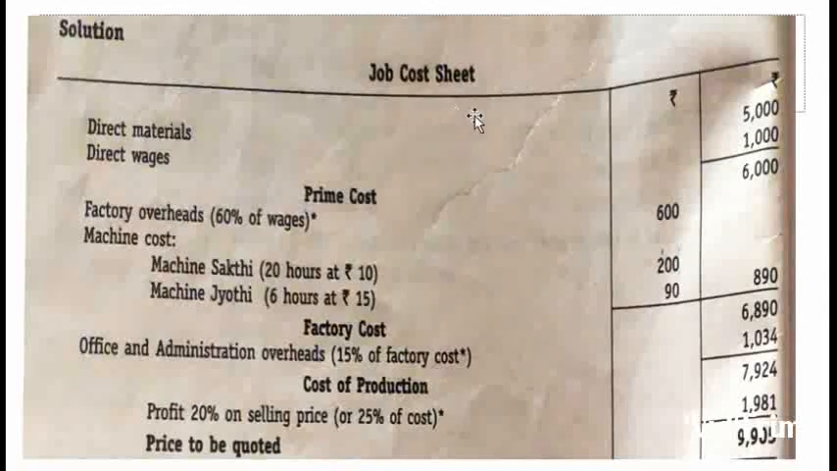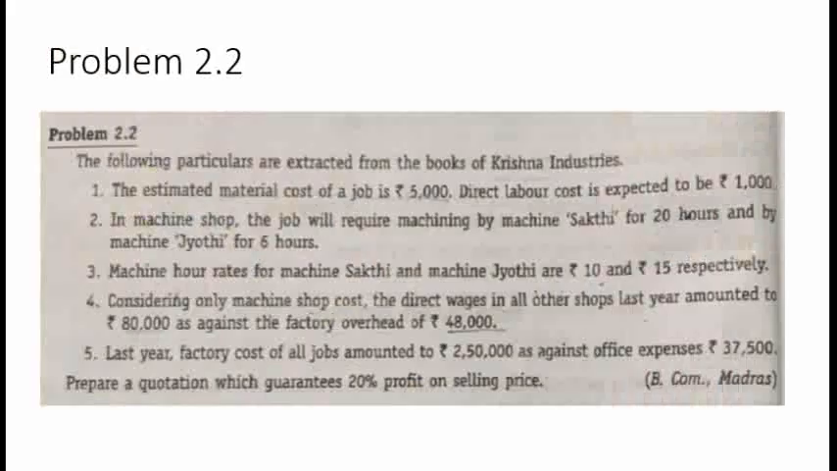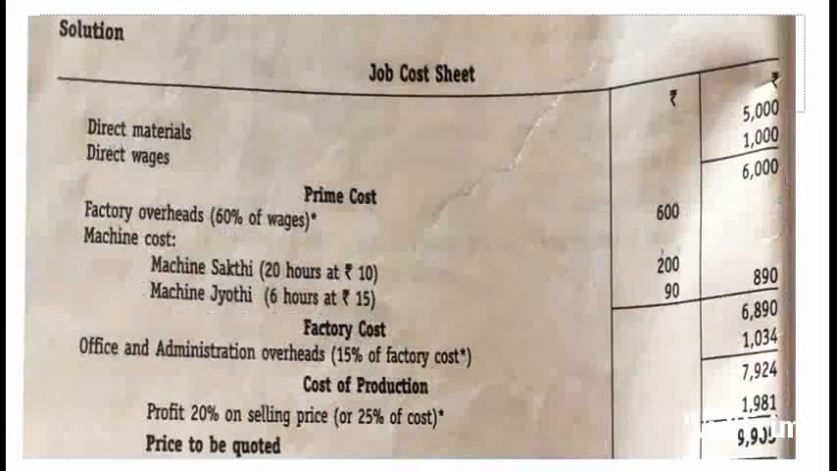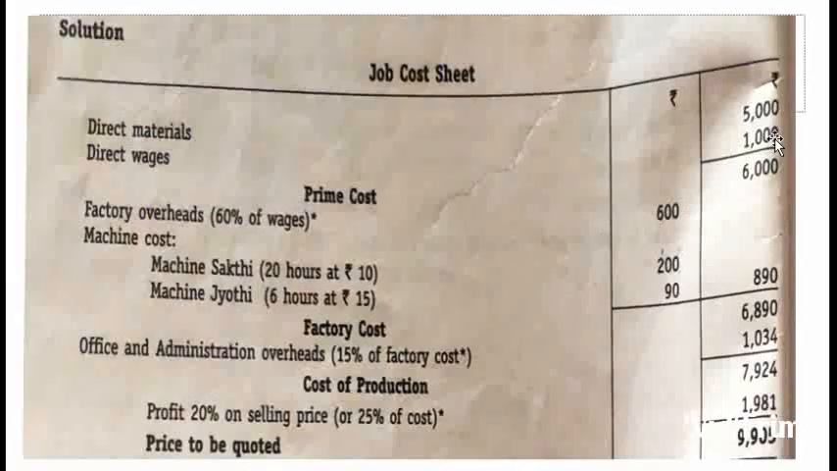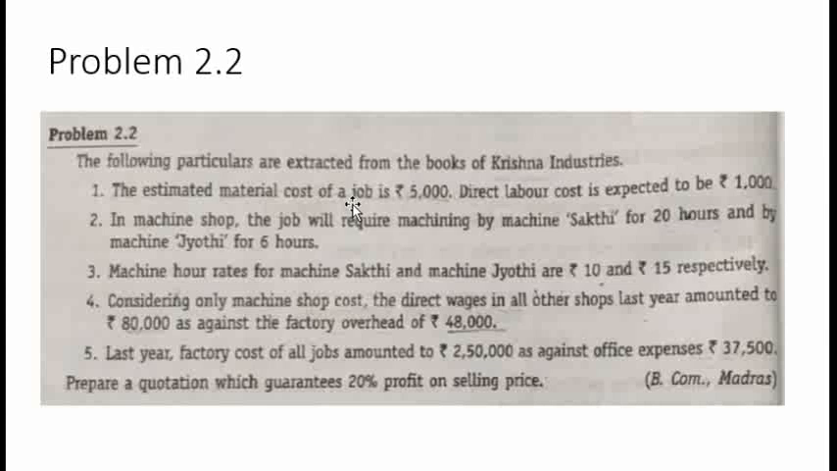So this is a job cost sheet. First, as per the question, they have given you direct materials and direct wages from the first point. The estimated material cost of the job is 5,000, which you have taken here. Next, the estimated direct labor is expected to be 1,000. The total of it gives you your prime cost, which is 6,000. After prime cost, you will have your factory overhead. So here comes the calculation.